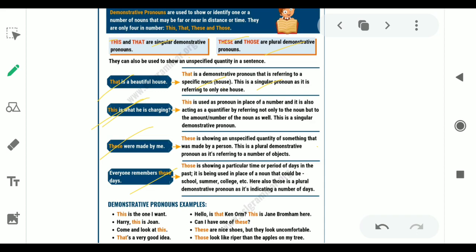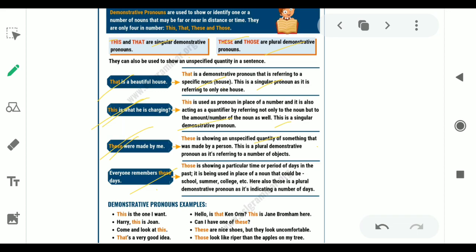"This is what he is charging." Now in this sentence, "this" is used as a pronoun in place of a number, and it is also acting as a quantifier. And in this sentence also, "this" is a singular demonstrative pronoun. Now, "These were made by me." Now "these" is referring to a plural number, and it is showing an unspecified quantity.